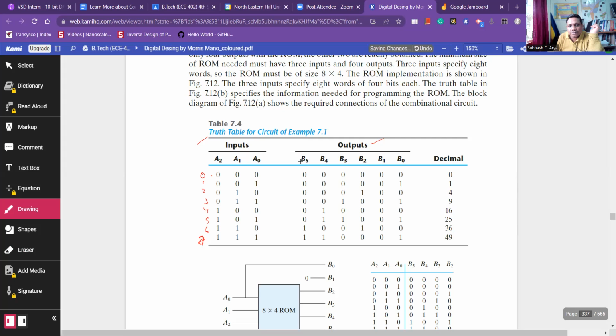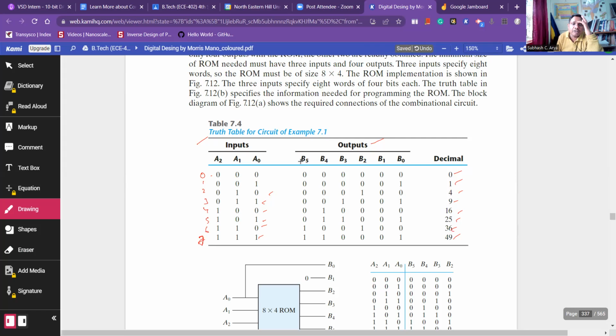Square of 0 will be 0. Square of 1 will be 1. Square of 2 will be 4. Square of 3 will be 9. Square of 4 will be 16. Square of 5 will be 25. Square of 6 will be 36. Square of 7 is equal to 49. So this is the relationship between input and output.